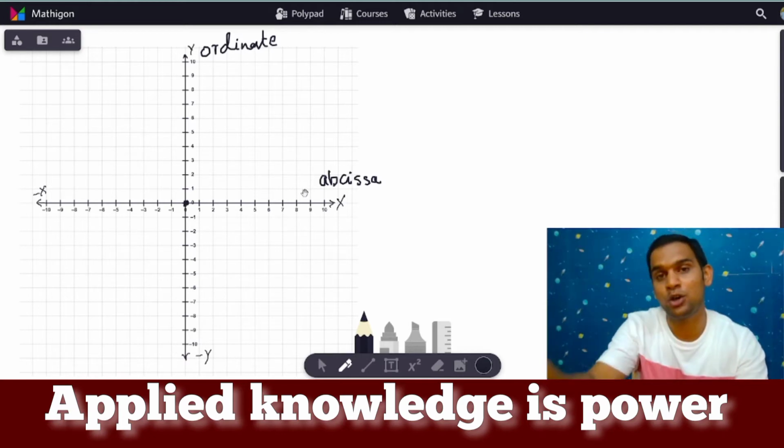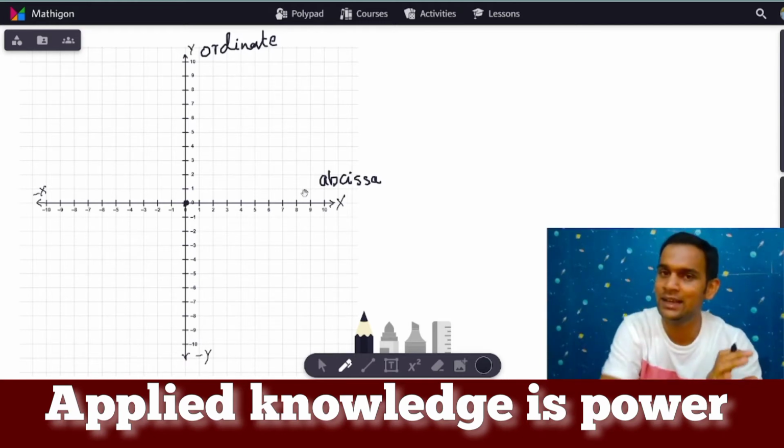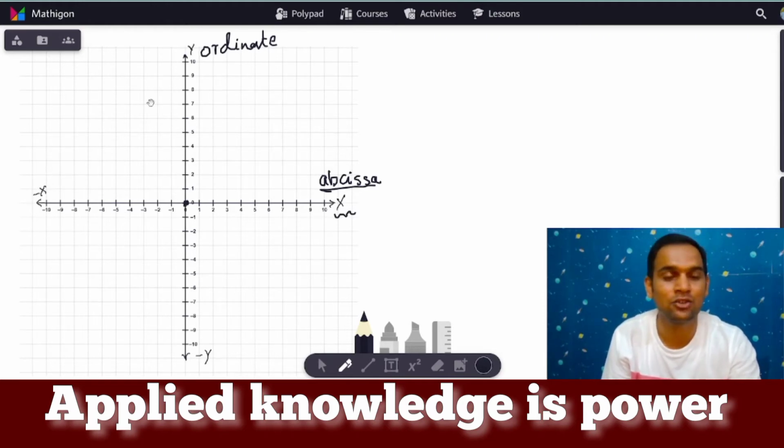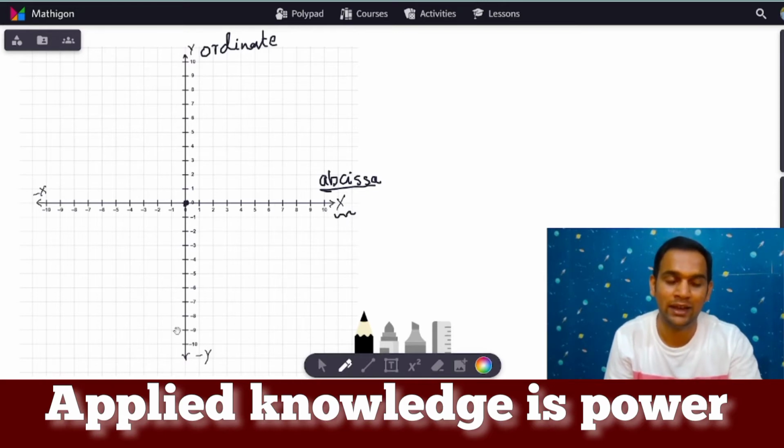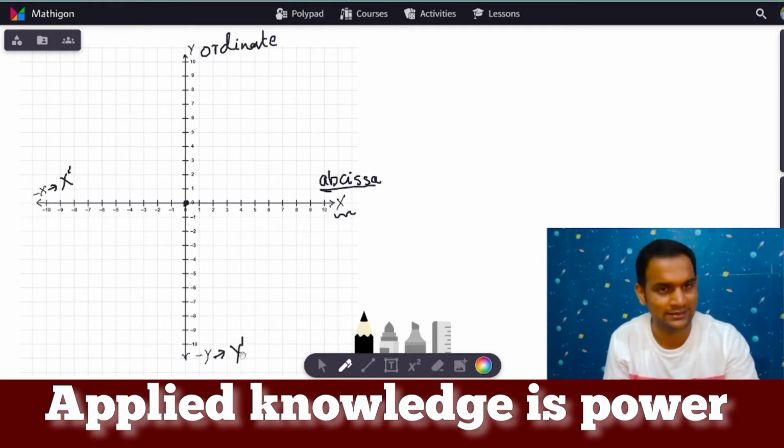Now, a number line has a positive side and a negative side. The abscissa is also called the x-axis. The positive side is called the positive x-axis, and the negative is called the negative x-axis. The top side is called the positive y-axis, and the bottom side is called the negative y-axis. The negative x-axis is also called x prime, and similarly the negative y-axis is also called y prime. I hope that is very much clear.